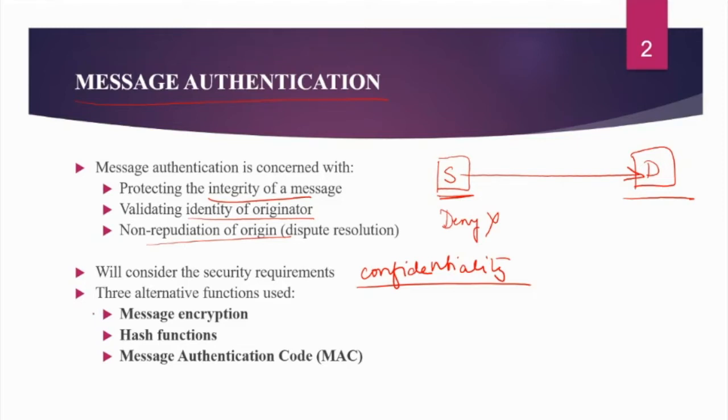There are three functions which can be used to achieve message authentication. The first one we have already covered, which is called message encryption. We need to encrypt the message to achieve confidentiality and message authentication. From the last videos you may remember we talked about how to achieve message authentication using public key crypto systems. Any crypto system can be used, but message encryption in itself provides message authentication. We will see how we can achieve it in today's class.